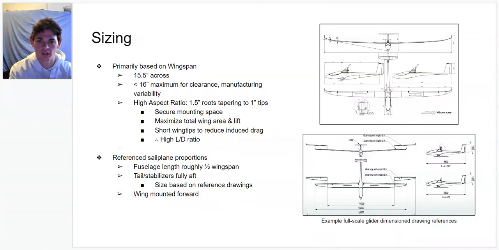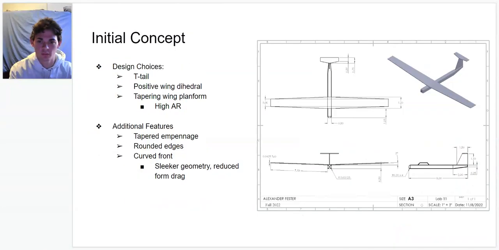Finally, the fuselage and stabilizer proportions approximated those of manned sailplanes based on reference drawings. For instance, the fuselage length was half the wingspan. The dimension drawing pictures the initial concept. In summary, it features a T-tail, positive wing dihedral, and a tapering planform with high aspect ratio.